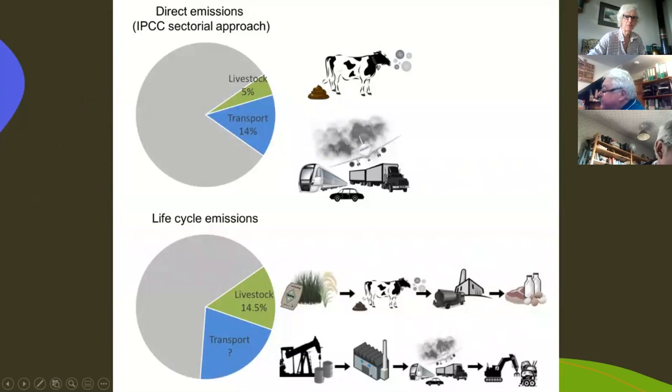And there are two ways of looking at this. You've got direct emissions. So here, for example, livestock produce 5% of our CO2 just from their life.